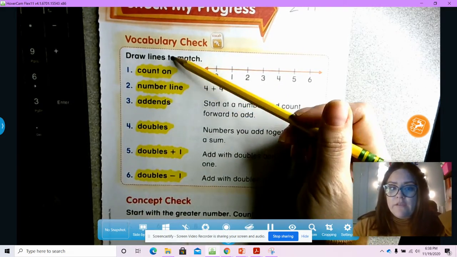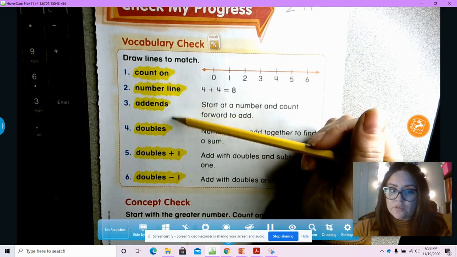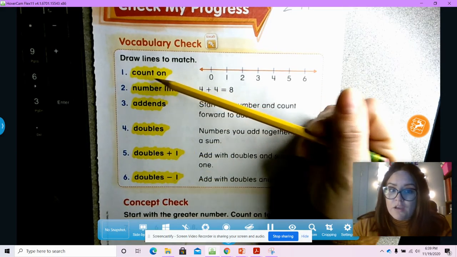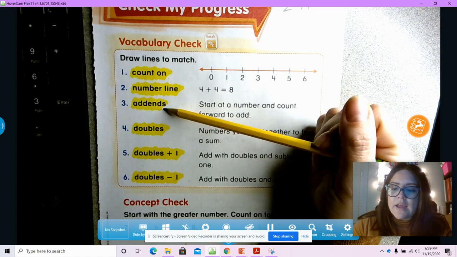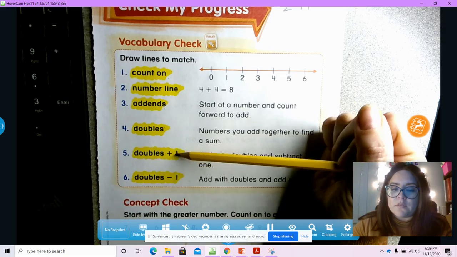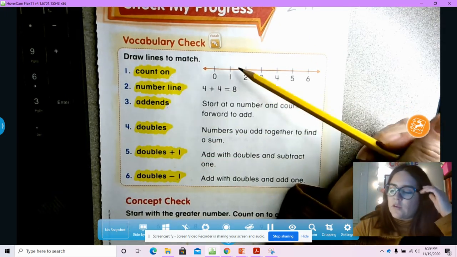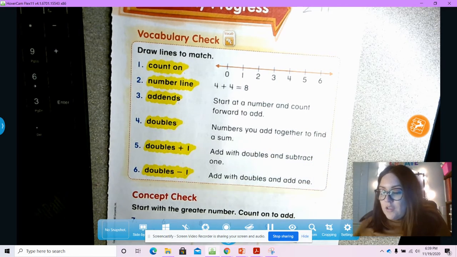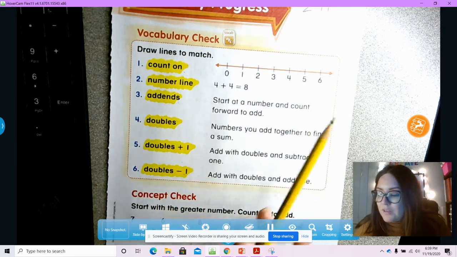So here we have our vocabulary check. These are words that we've been using this chapter, that we've been doing math. We have the words count on, number line, add-ins, doubles, doubles plus 1, doubles minus 1. And then over here we have the answers, but they're not in order. They don't match. So we need to draw some lines to match them with the right vocabulary.